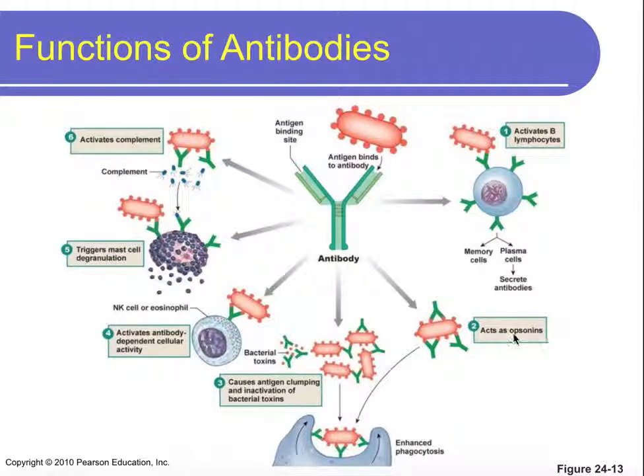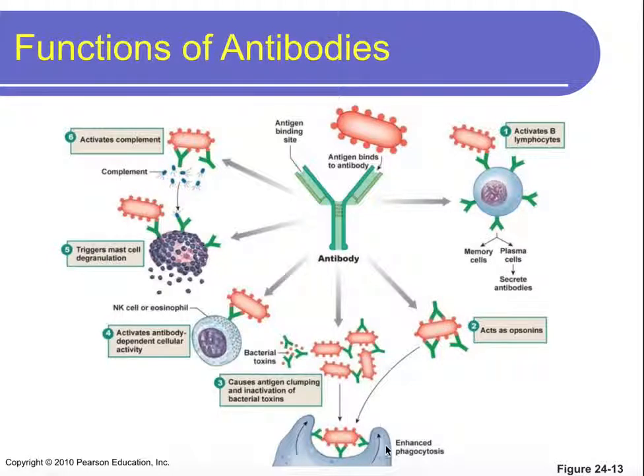They act as opsonins. This is when those antibodies bind to and tag our pathogen so that our phagocytic cell can find them and phagocytose them. They also cause clumping of our pathogens. Because antibodies are shaped like the letter Y, each arm of the Y can bind to a pathogen. And do you see, by doing that, we've actually clustered or clumped these pathogens together.